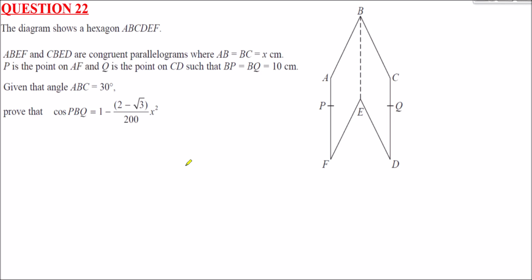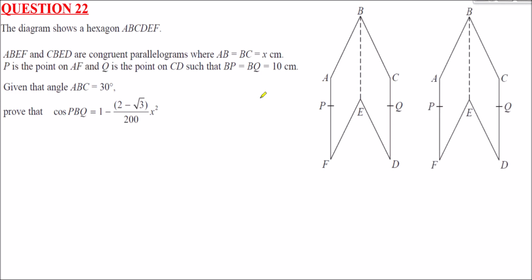We've got this hexagon A, B, C, D, E, F. And A, B, E, F, so the parallelogram on this side is congruent, identical to the parallelogram on this side. So BE is a line of symmetry. Because there's so much information, I'm just going to copy this diagram to the other side, so I've got more space to add information to it. So let's talk it through step by step.